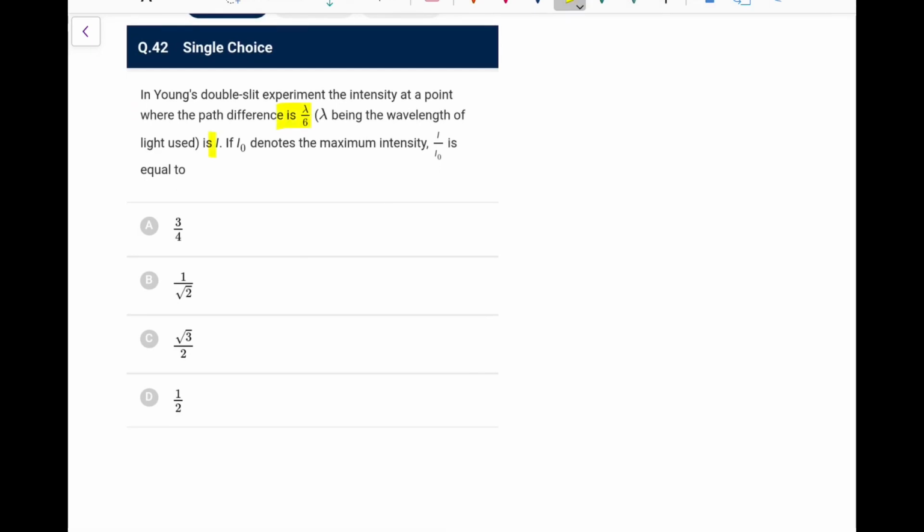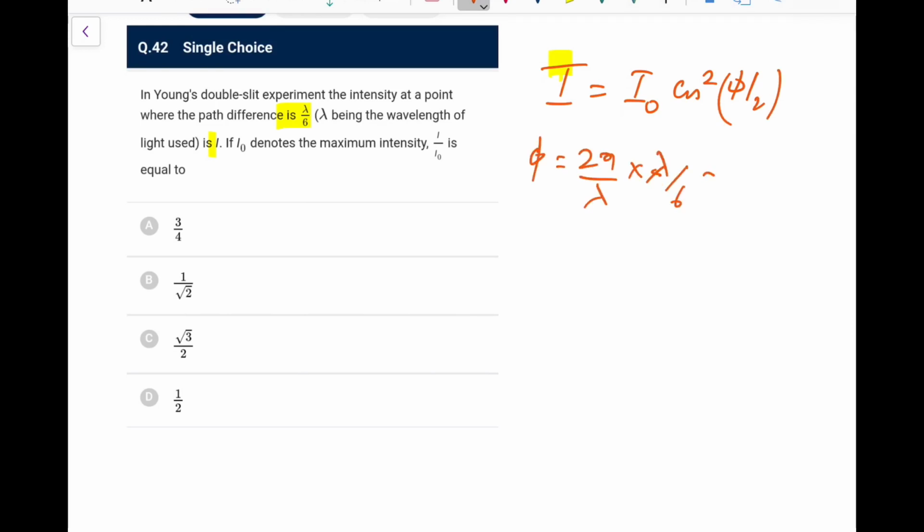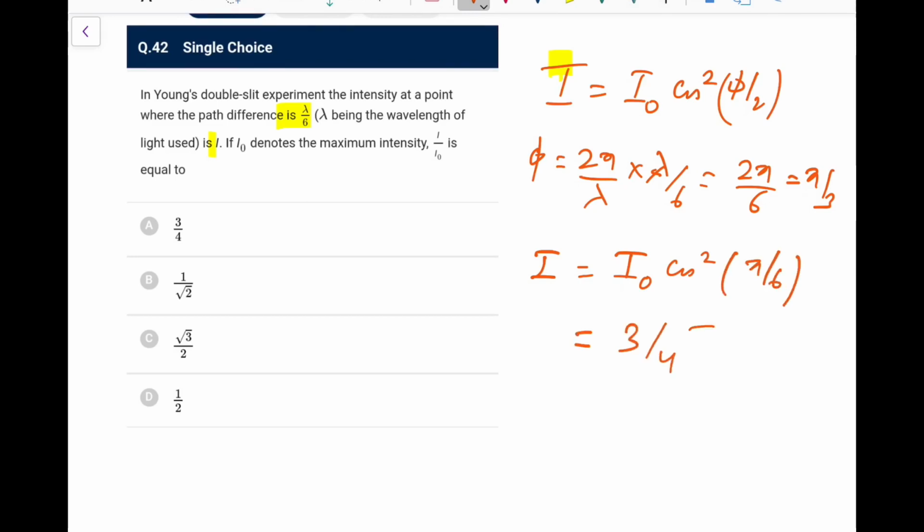If the ratio of I by I naught, at any point I would be I naught cos square phi by 2, and phi is 2 pi by lambda into lambda by 6, so it comes out as 2 pi by 6 or pi by 3, so this is pi by 6. So I would be I naught cos square of pi by 6, cos square 30, that would be 3 by 4 of I naught. So the ratio comes out as option A.